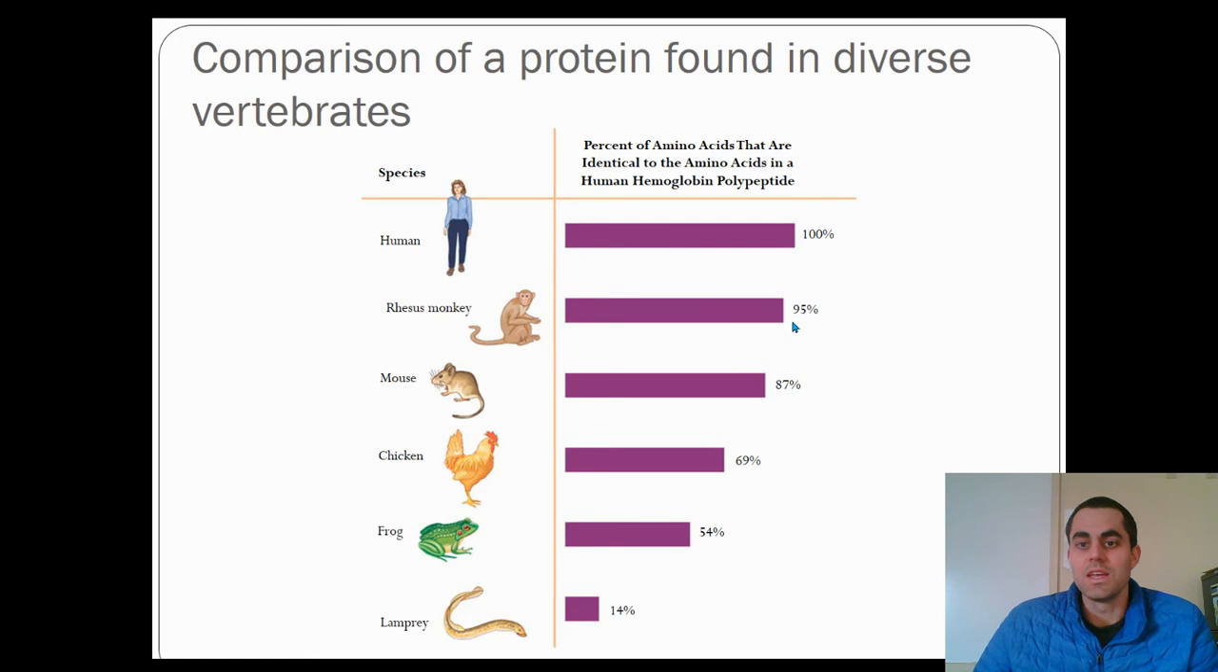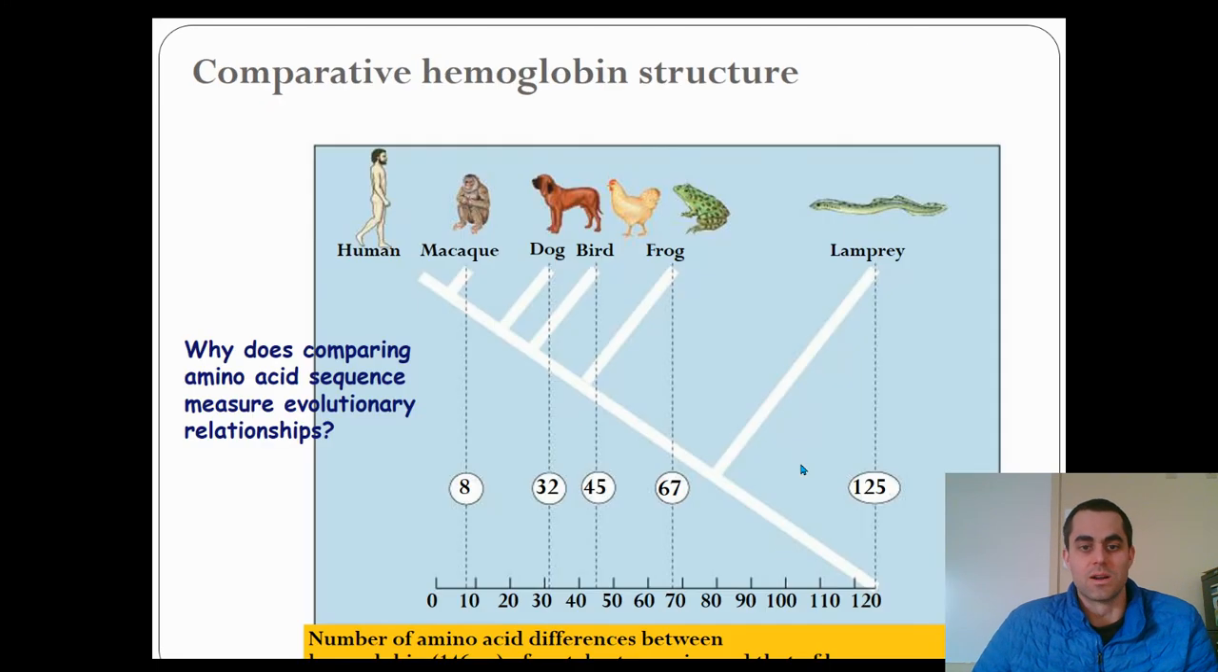A rhesus monkey shares 95% of the same amino acids in the sequence, and a mouse is 87, and a frog is 54. So we shouldn't be surprised by this because these are mammals, and so we are going to share similar hemoglobin sequences because we're more closely related to a monkey and a mouse than we are a frog. But it's interesting that even a frog has half of its hemoglobin sequence the same. So it's really fascinating looking at all of life and seeing how closely related our proteins are.